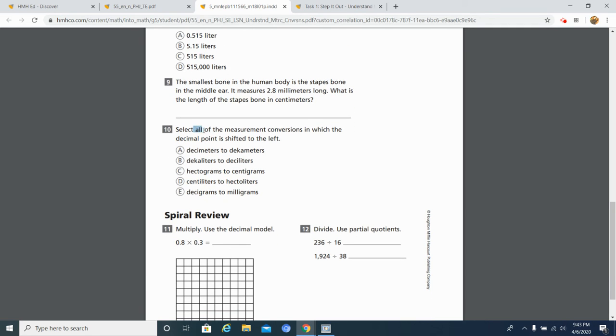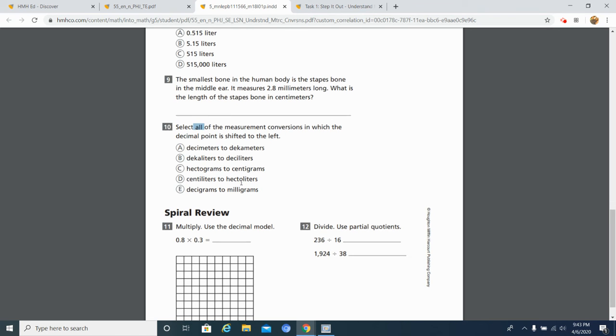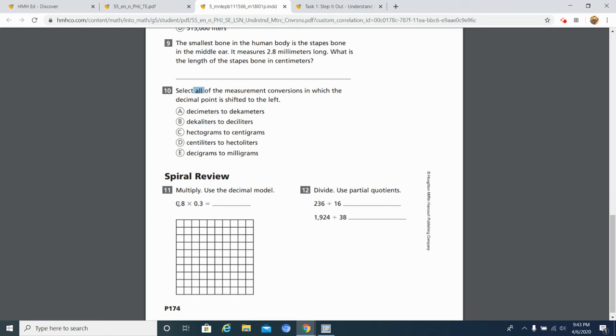Then look at this. Select all of the measurement conversions in which the decimal point is shifted to the left. When we shift it to the left, what are we doing? We are dividing, so we probably have to find the ones that are going small to large. Okay? Okay, multiply using the decimal models. Remember 8/10. We do our columns first times 3/10 going across. And then divide, use partial quotients. If you don't know how to use partial quotients, just do the division problem.